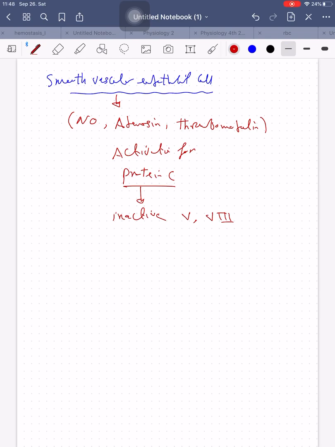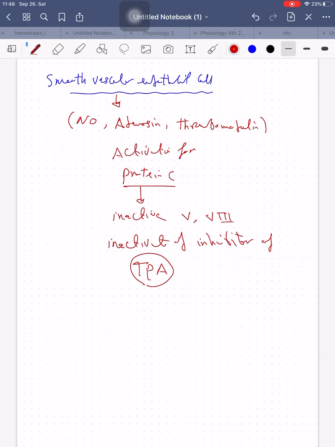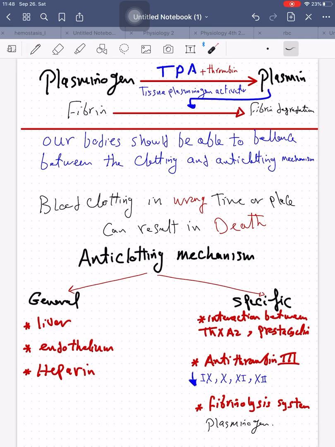It is able to inactivate the inhibitor of tissue plasminogen activator. I mean, I keep the tissue plasminogen activator active. You can imagine now, if this one is active, then I am able to make this fibrinolysis. Here is what I mean by endothelial cell.